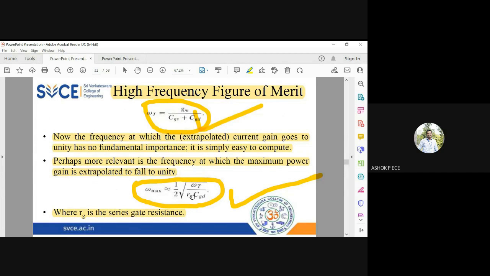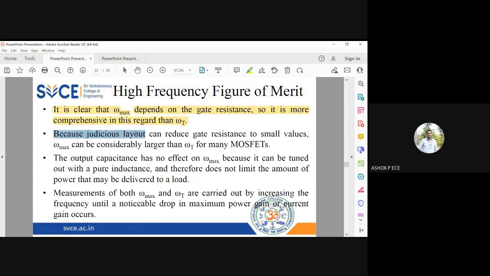Generally the resistance of the gate is very high, so I can say it limits the value of omega max. Because judicious layout can reduce the gate resistance to smaller values, omega max can be considerably larger than omega T for many MOSFETs. By properly fabricating the devices, I can reduce the value of gate resistance Rg. If I can do that, my omega max value will be large. If omega max value is large, omega T also can be made larger. So that is the conclusion we have.